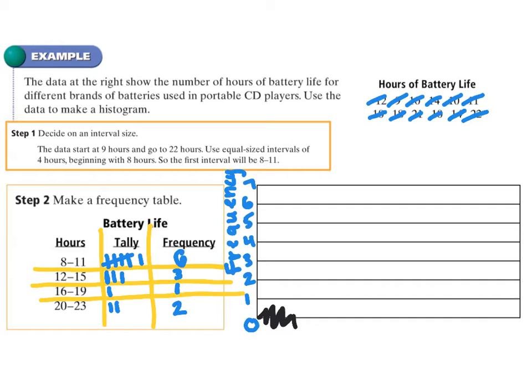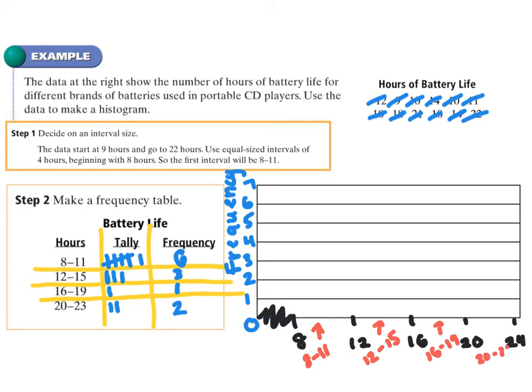Then we can mark. I start with this is 8, this is 12, this is 16, this is 20, and this is 24. Meaning that this area is for 8 to 11, this is for 12 to 15, this would be for 16 to 19, and the last one would be for 20 to 23.